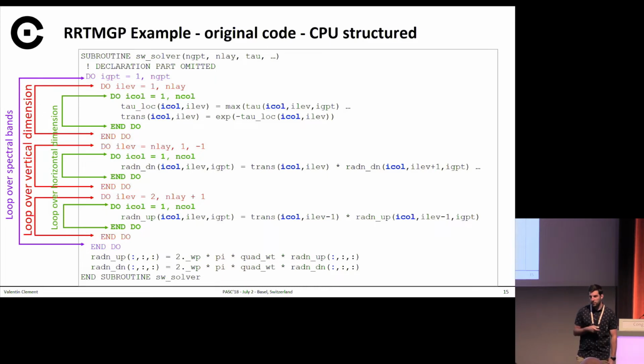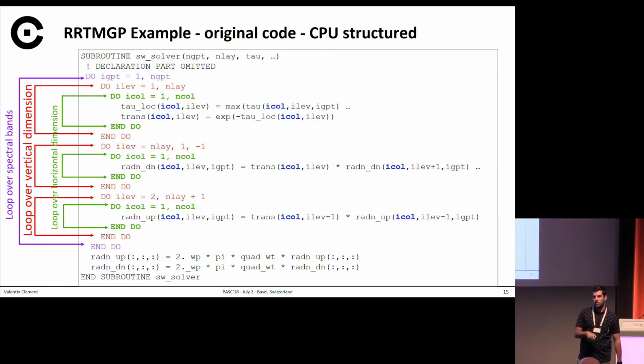So if we take a brief look at the loop structure of this code, this will be a really simple snippet of the shortwave solver code. So you have in purple one big loop iterating over the spectral band. Then you have the red loops that carry dependencies iterating over the vertical. So you will have one upward loop, one downward, and one upward again. And then inside, you have smaller loops in green iterating over the horizontal grid points. And then, of course, inside the loop, the actual computation.